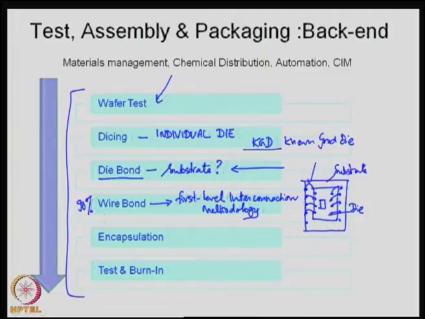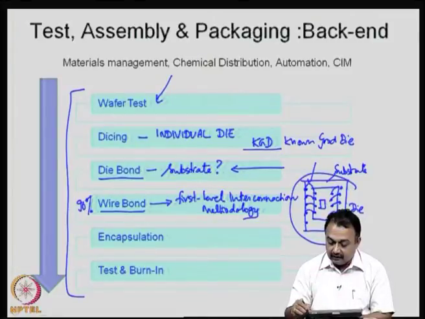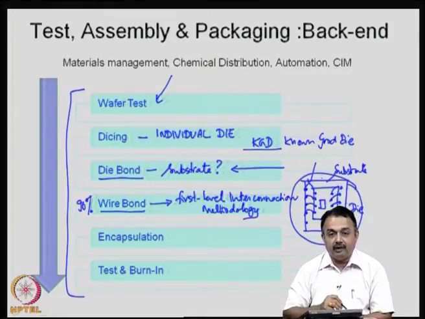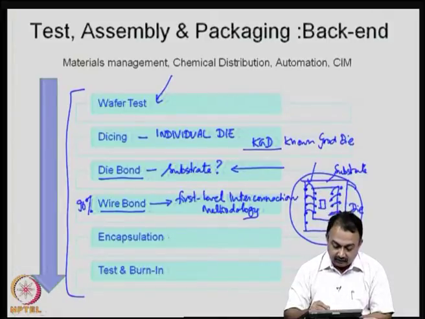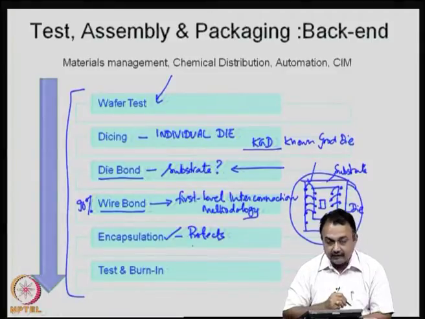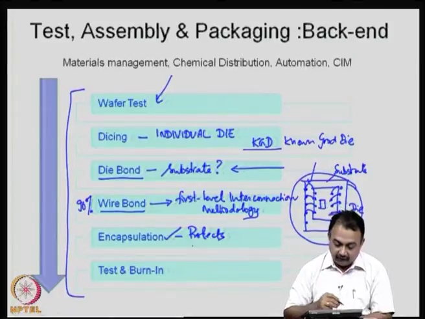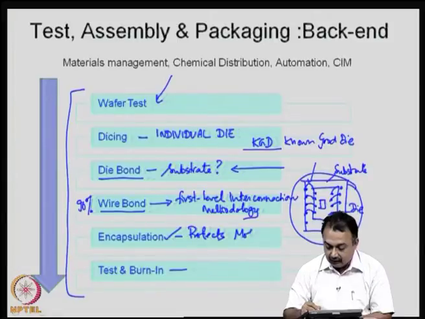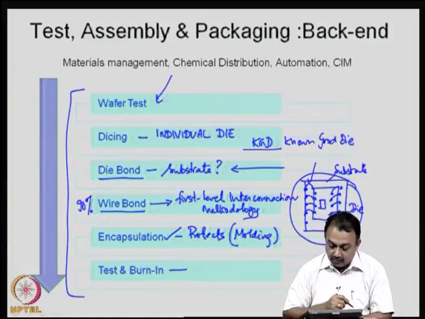So, most of the packages use wire bonding. Now, once the wire bonding is done, you have to protect the wire bonds. So, that process is called encapsulation. Here it basically protects the first level interconnections that you have done. And finally, after the molding, this is also known as molding. Encapsulation is also known as molding.